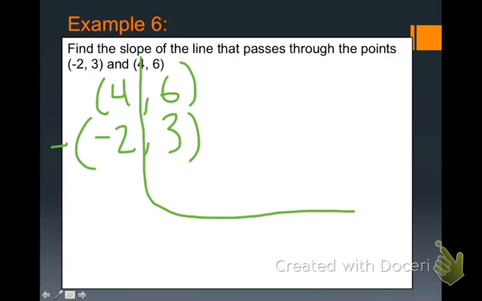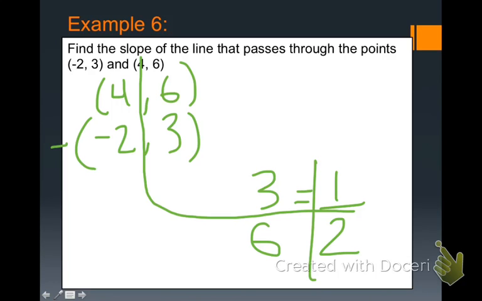And now you're going to subtract and make sure that the numbers stay on their side of the racetrack. So 6 minus 3, well, that's 3. And 4 minus a negative 2 is actually 4 plus 2, which is 6. So our slope is 3 over 6, or that reduces to 1/2. Again, leave that as a fraction. But we found the slope. So racetrack method is another way that you can do it.